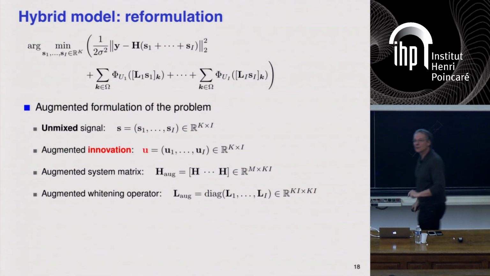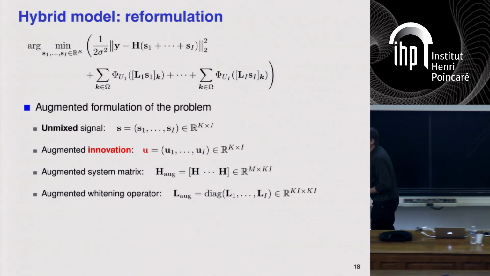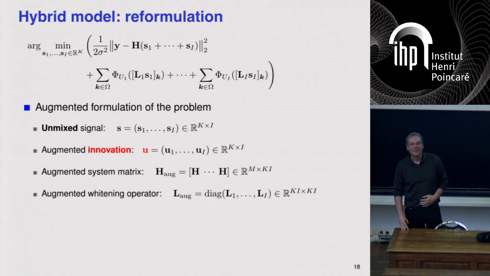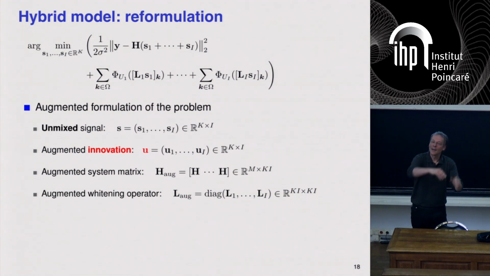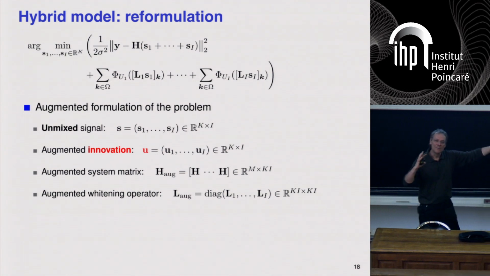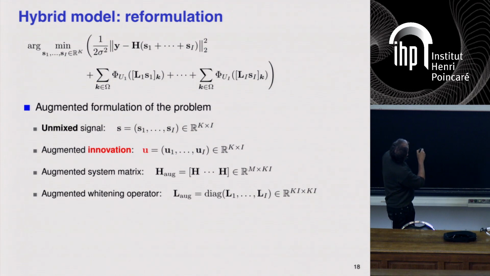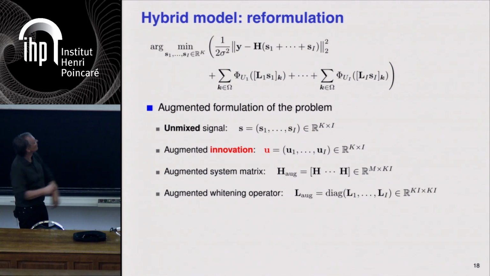Okay, now here's the trick. And you know, as often in math, you're a little lazy, so you try to write it back like something you know. So, augmented formulation of the problem. Now, okay, I have this s_1 plus ... s_I. They mix together to give the signal. But now let's define the augmented unmixed signal. Okay, so that would just be the concatenation of s_1 to s_I.